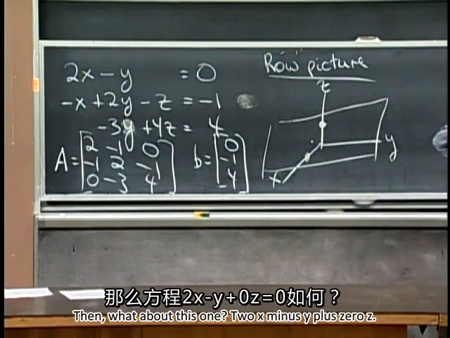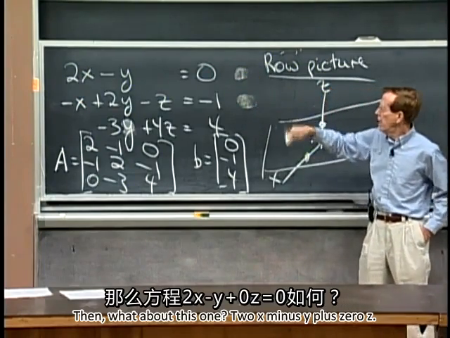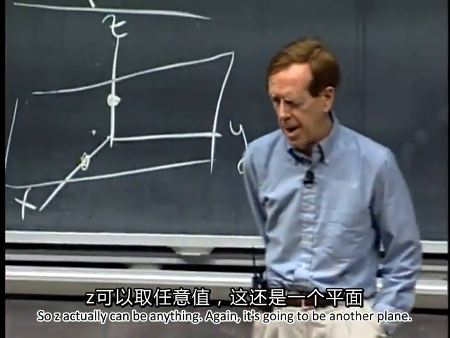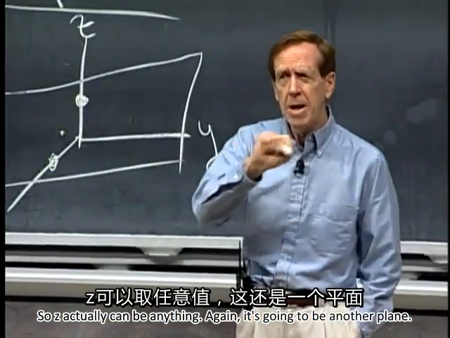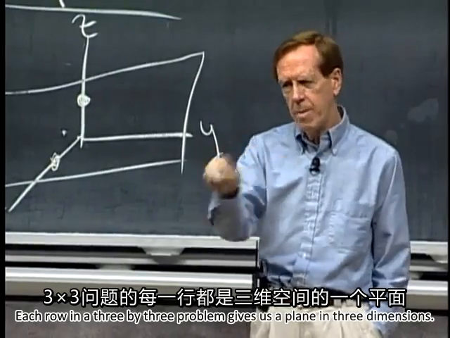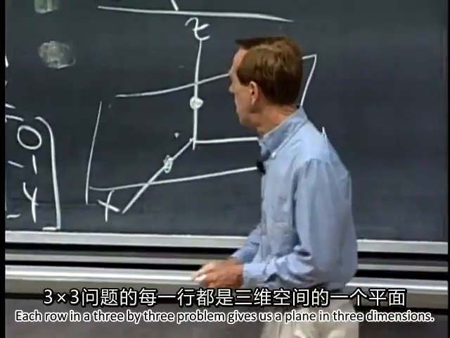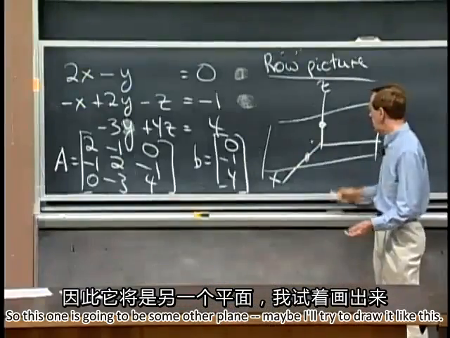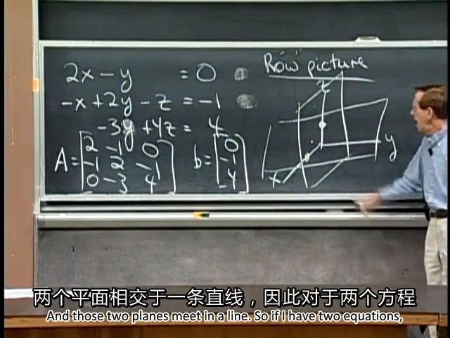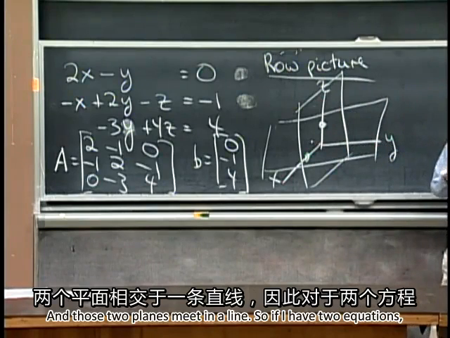Then what about this one? 2x minus y plus 0z. So z actually can be anything. Again, it's going to be another plane. Each row in a 3 by 3 problem gives us a plane in 3 dimensions. So this one is going to be some other plane. Maybe I'll try to draw it like this. And those two planes meet in a line.